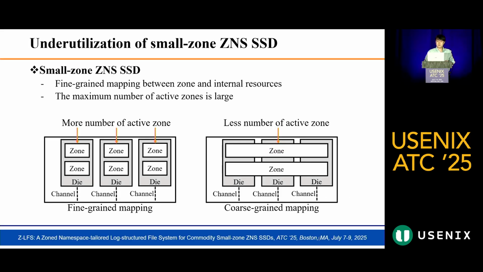The other issue is underutilization of small zone ZNS SSDs. ZNS SSDs are classified based on the size of each zone. Those with small zones have fine-grained mapping between zones and SSD internal resources, such as dies and channels. Also, they have a larger maximum number of active zones, which means more parallel write streams. For example, the left side of the figure shows small zone mapping. A zone is mapped within a die and a channel, and the device opens more write streams for the host. In contrast, a larger zone has coarse-grained mapping with fewer write streams.